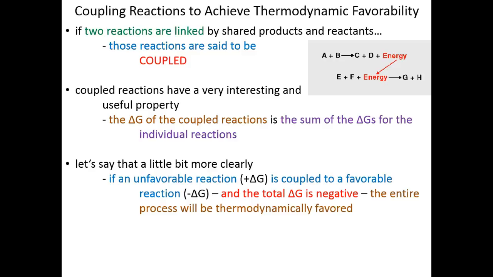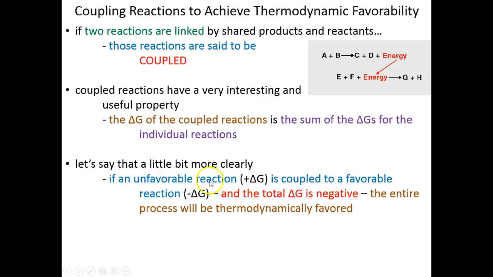We can say that a little bit more clearly. If you have an unfavorable reaction with a positive delta G, and you couple it to a favorable reaction, that's a reaction that gives up energy and has a negative delta G, and if those two reactions together have an overall negative delta G, both of those reactions will happen and it will be thermodynamically favorable. The universe will allow it. So if you have a reaction where the delta G is positive 5, the universe hates that and does not want that to occur.